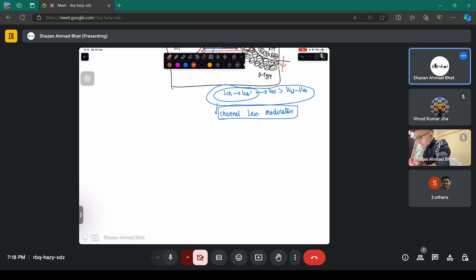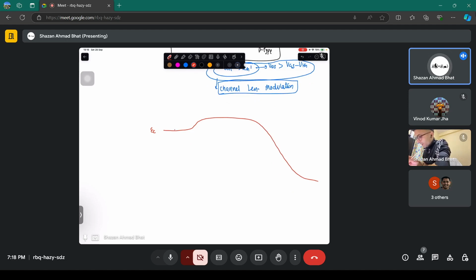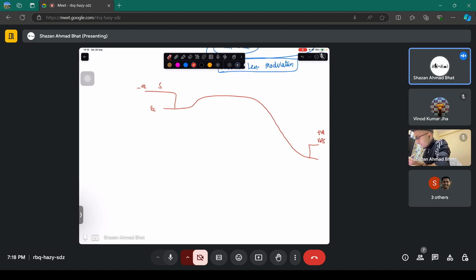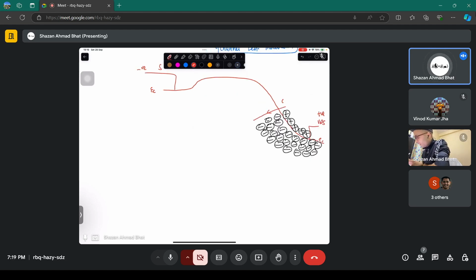Let me draw it. This is when you have applied drain voltage. Let me just draw the conduction band. This is the source end, negative voltage, and the drain end, positive voltage. And this is the conduction band. You have a whole lot of depletion charges here. These are so huge that you know there's a built-in electric field present here.